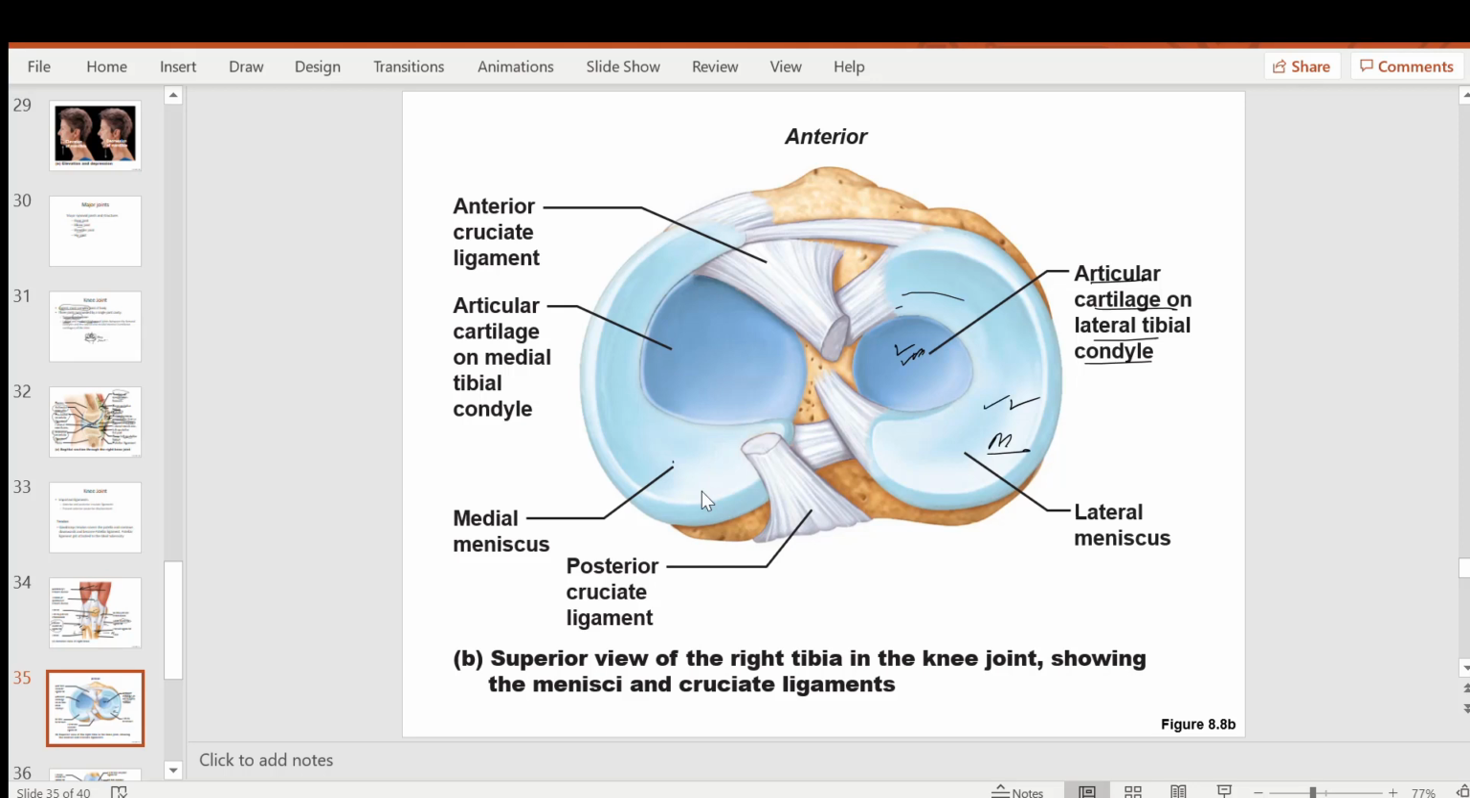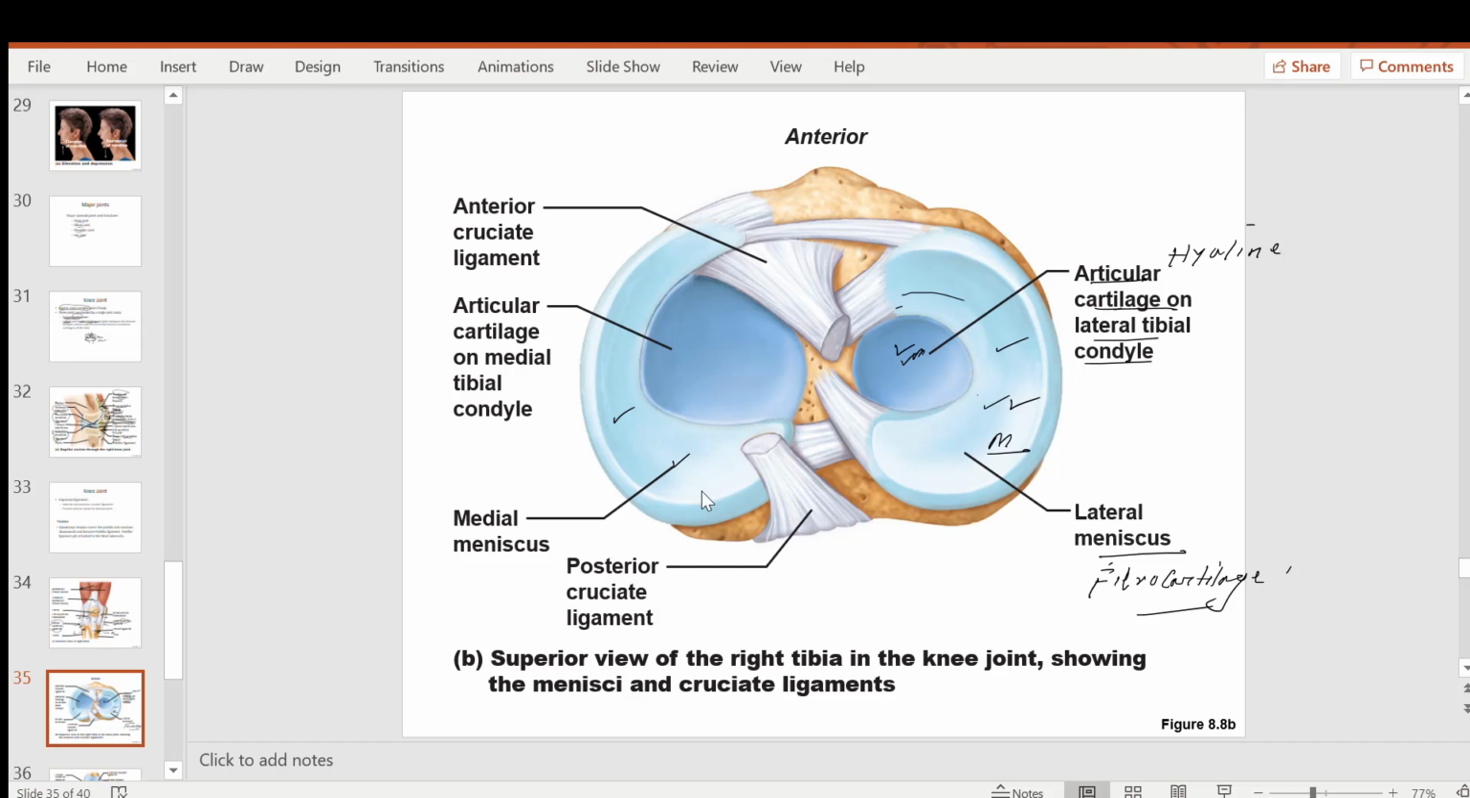So there are two menisci in the knee joint. They are around the articular cartilage. A meniscus is formed by fibrocartilage. Okay. However, articular cartilage is hyaline cartilage.